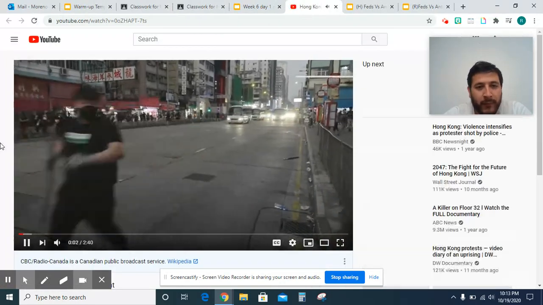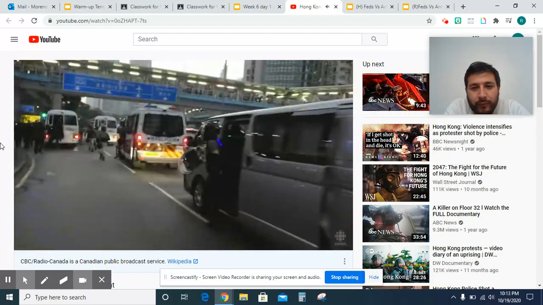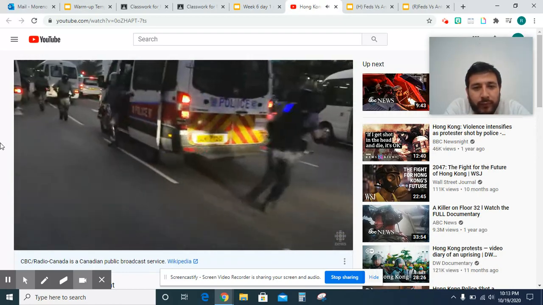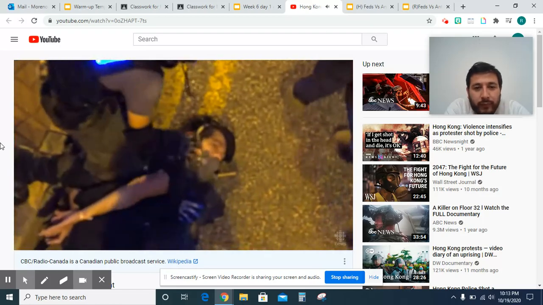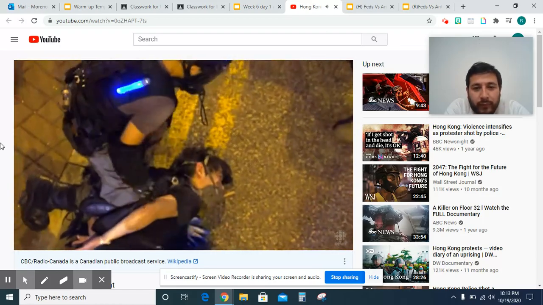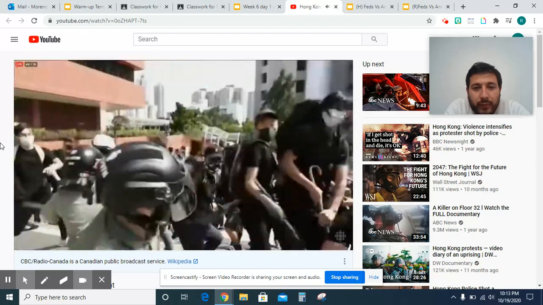On a Hong Kong side street, about two minutes, police were still chasing protesters. The officers jumping out of vans to tackle whoever they could catch. In some cases, violently. Mayhem keeping its momentum.